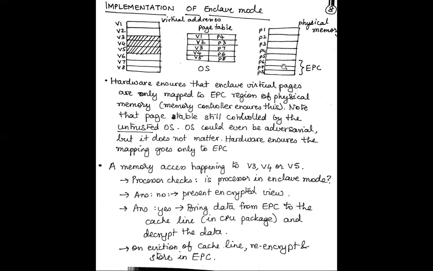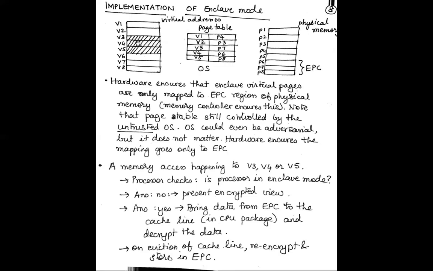But I've also depicted the EPC over here, three page frames. In a real system, the EPC is around 128 megabytes of memory. There's 128 megabytes that's reserved for the EPC in SGX version 1. And as you know, the operating system manages the page table.